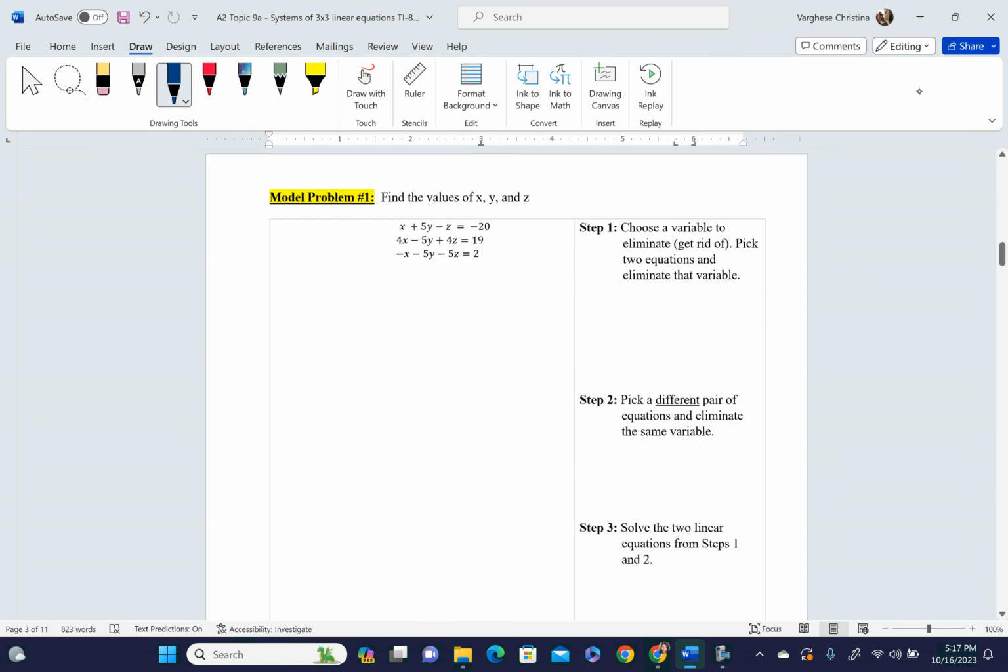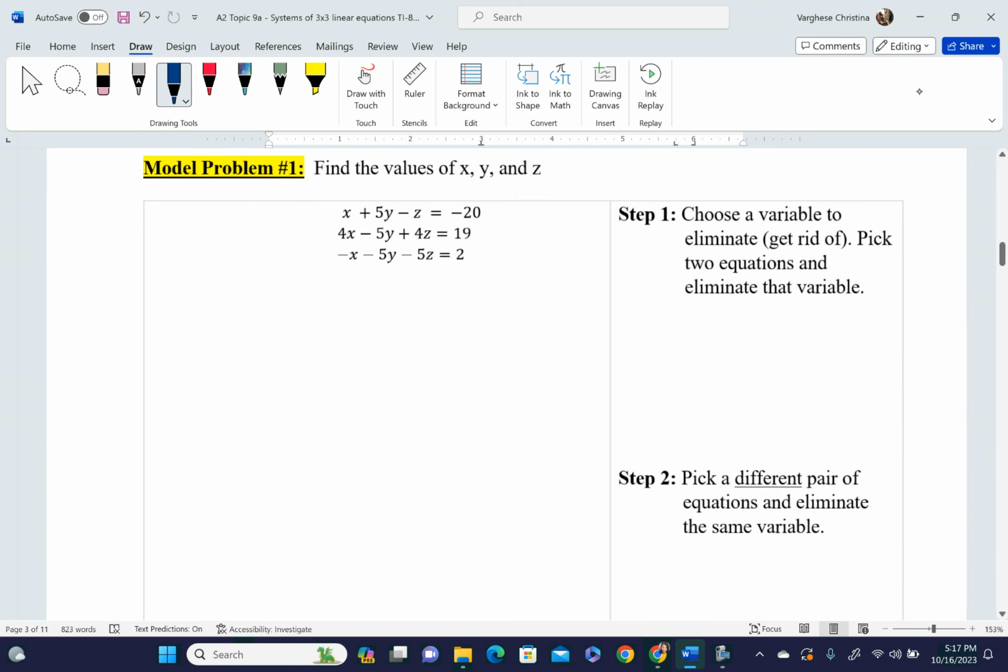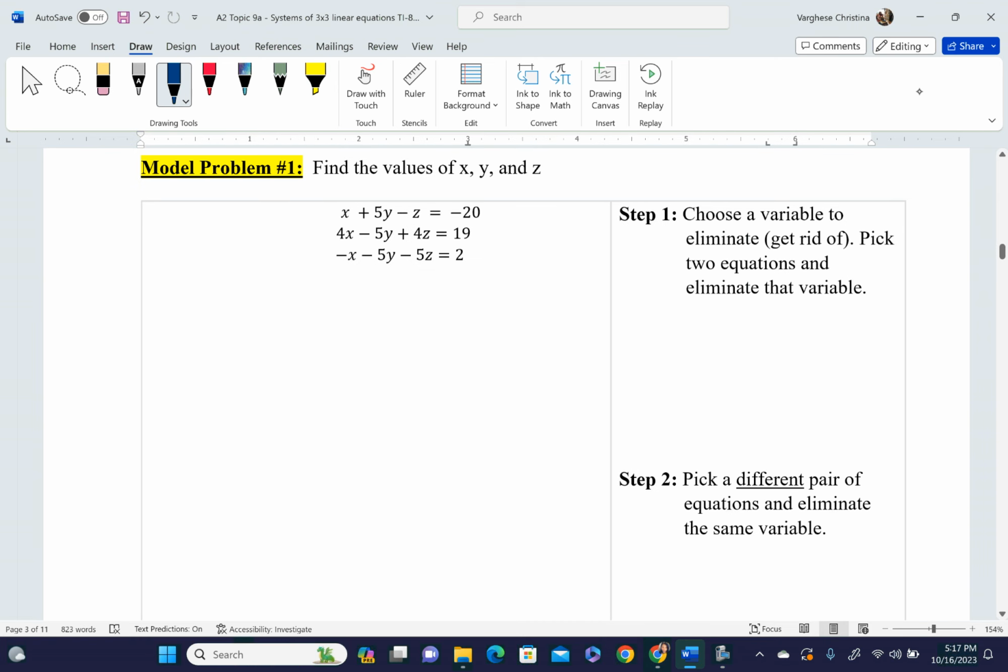But I want to show you how to do this by hand. Step 1, you're going to pick a variable to get rid of. If I look at this, I'm going to work smart, not hard. Here I have plus 5y, here I have minus 5y, here I have minus 5y. So let's ignore this third one real quick, and let's look at these two right here.